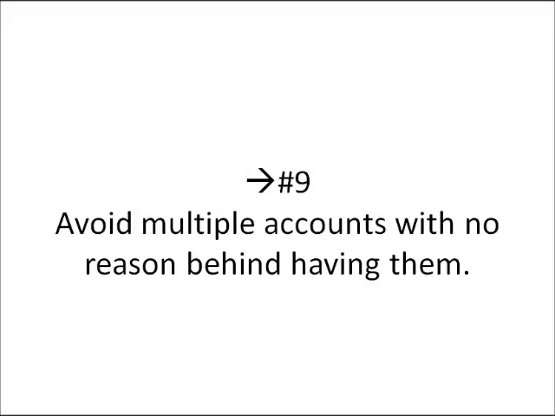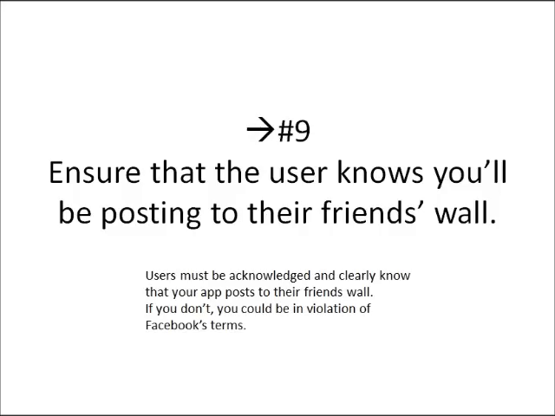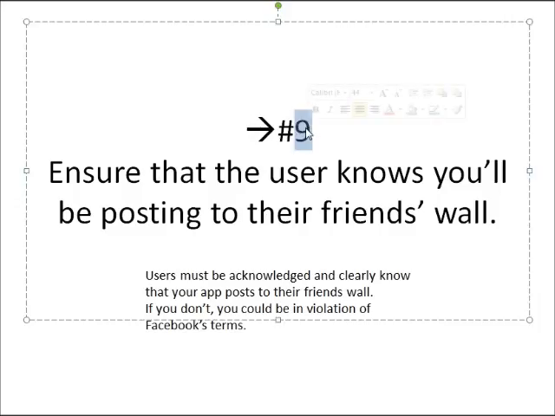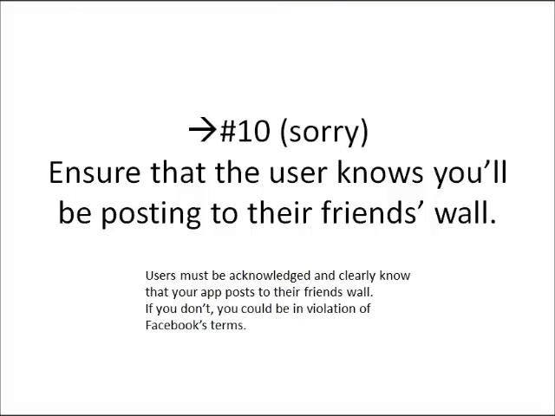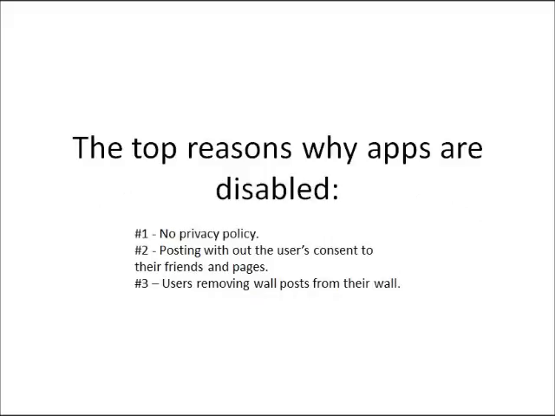So avoid multiple accounts. Number 9, make sure the user knows that you'll be posting to their friend's wall or page. Users must be acknowledged and clearly know that your app posts to their friend's wall. If you don't, you could be in violation of Facebook terms, and in doing so, get your app disabled. So make it clear that the users know that you'll be posting to their friend's wall or page. That really sums it all up.